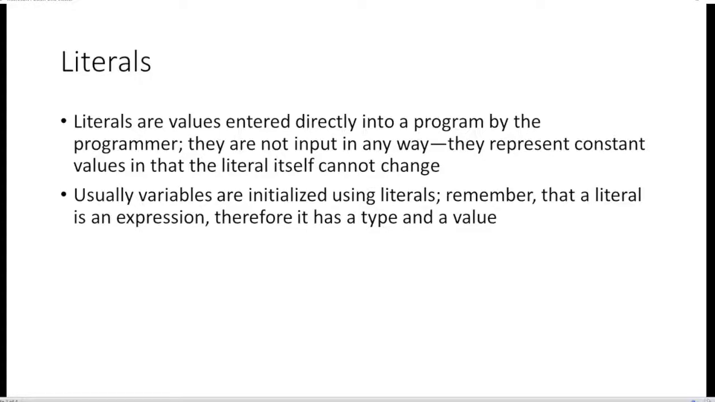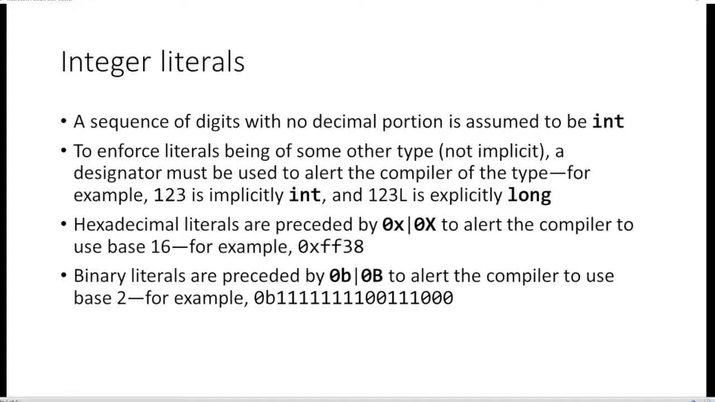They default to certain types. For example, a sequence of digits with no decimal portion is assumed to be an int. If we want a literal of a different type than int, and we're just using digits, we have to tell the compiler by using a designator such as the L following 1, 2, 3 here to say that we want this to be a long literal. There are other designators for other types, B for byte.